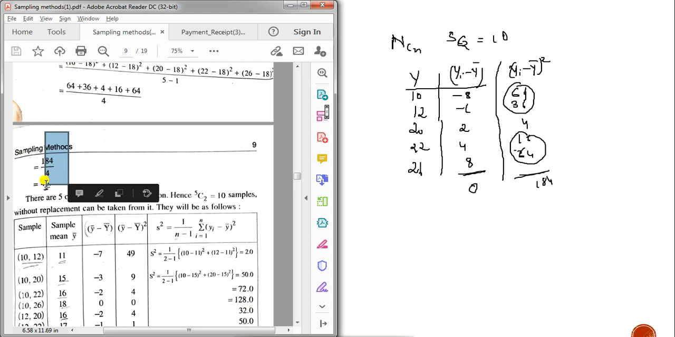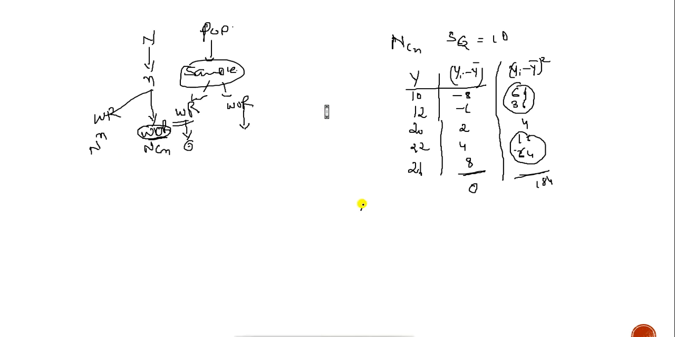184 divided by 4, so the final answer is 46. So let me have equation number 2, as well as we can also derive the third equation, N minus n upon N into S square upon n. So what is the answer? Capital N is 5, small n is 2, capital N is 5.